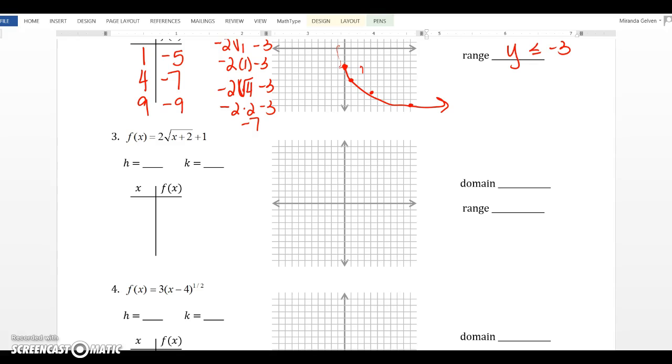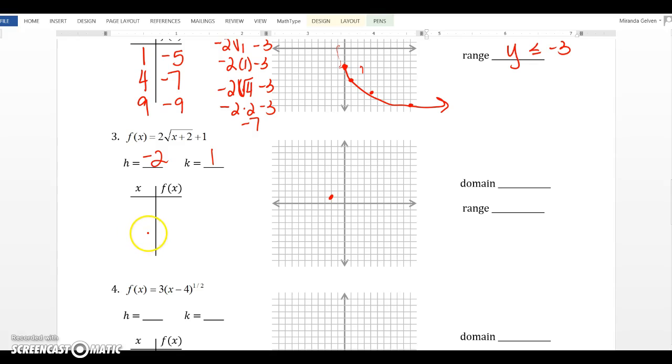Alright, so hopefully you tried this one on your own, and I'm going to start with my h and my k value. Remember, h comes from underneath the radical, h lies, so it's +2, so h would be -2, k would be 1. There's my starting point right there.